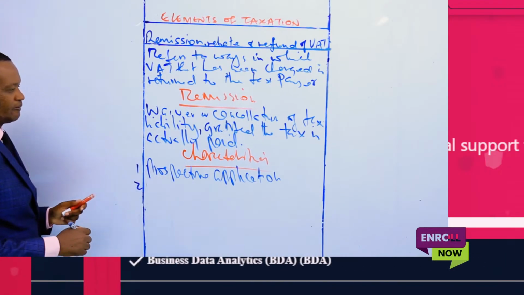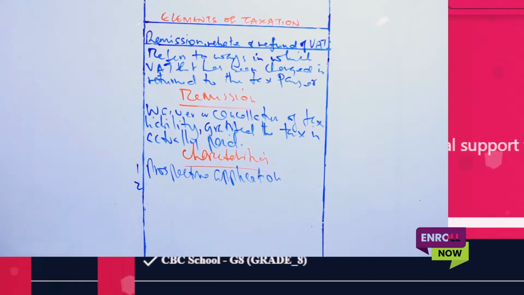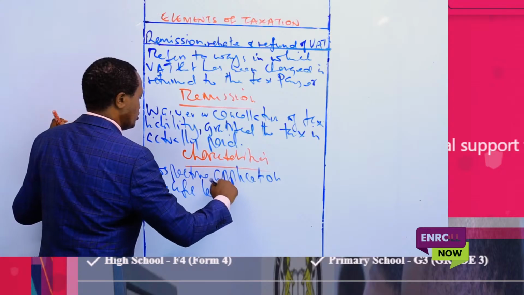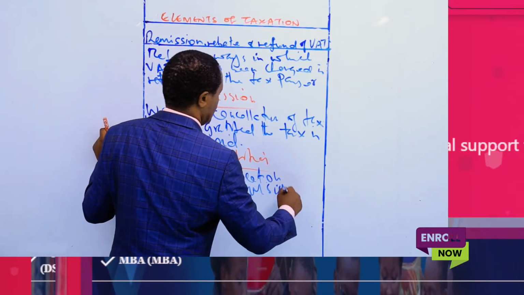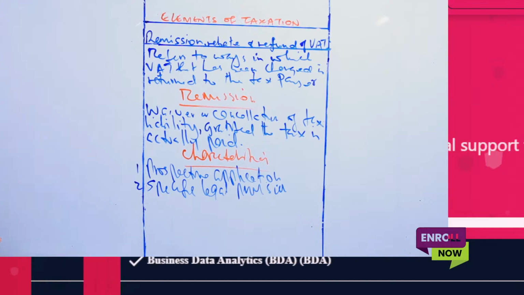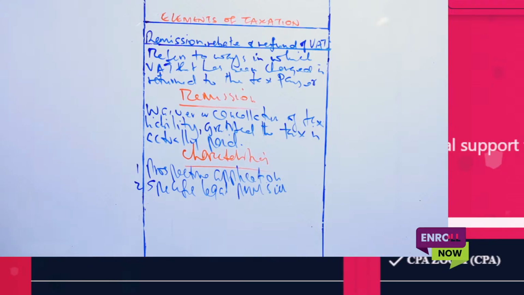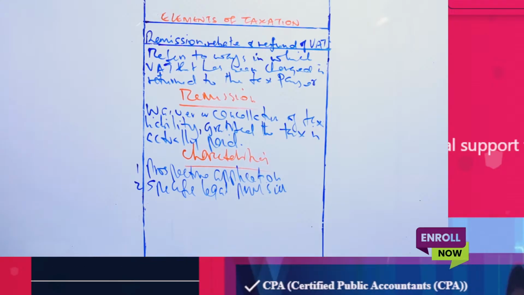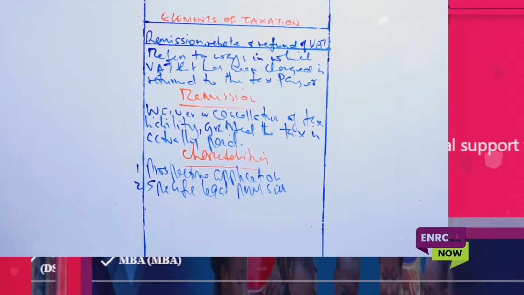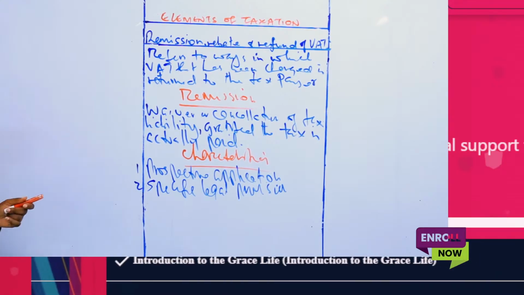The second characteristic of remission is in relation to the specific legal provision. Remission is not a general right, but is granted under specific provisions of the VAT Act or other legislation, often through gazette notices or agreements.